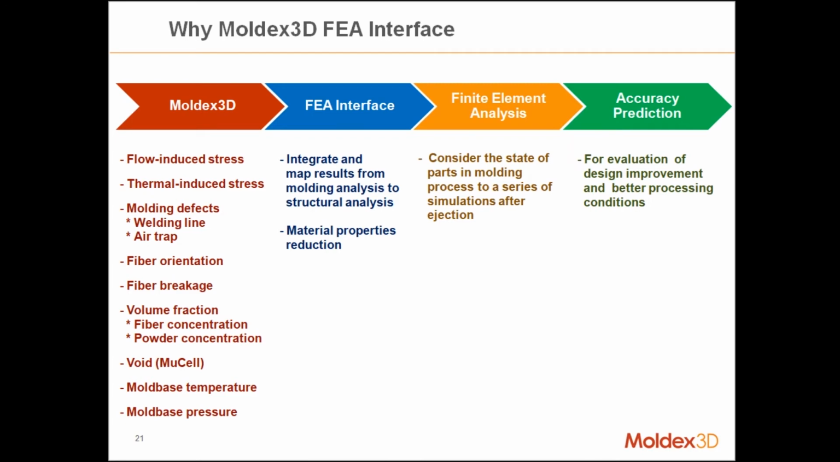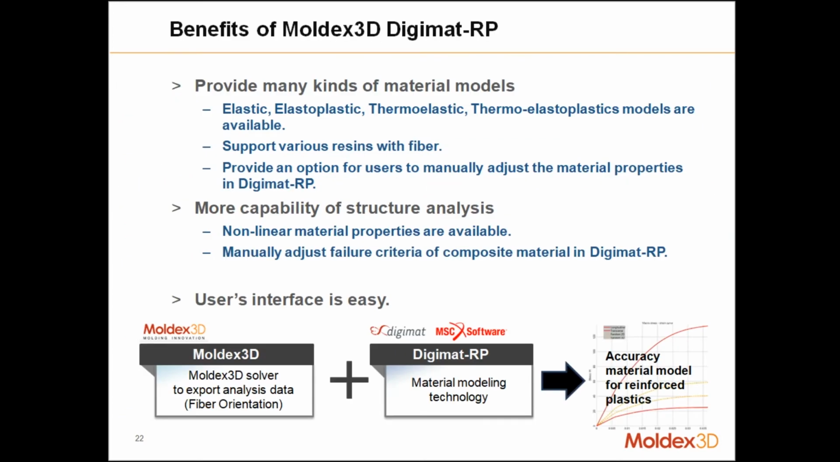Okay, so as you can see, this is the workflow from Moldex3D to the VI interface. And after we output the data from the VI interface, we can directly run the finite element simulation in your company's structural software. The items we can output are the basics, like the stress and also the weld line, how it affects the strength, and the fiber orientation. And furthermore, some mold-based temperature and mold-based pressure can also be considered.